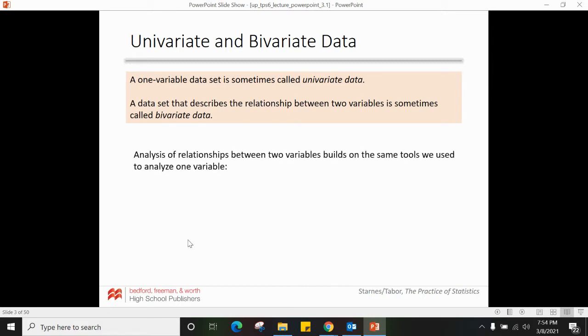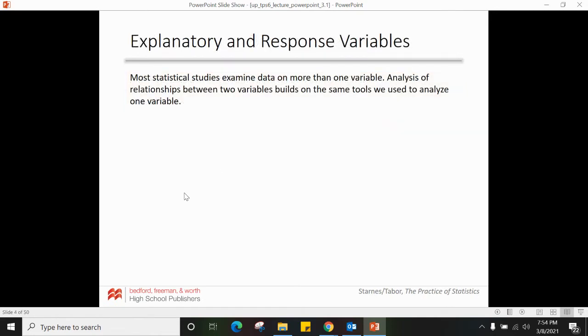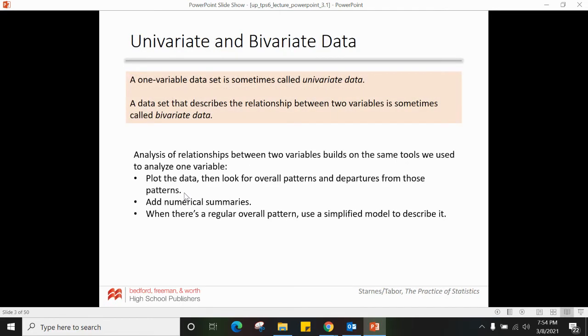Analysis of relationships between two variables builds on the same tools we use to analyze one variable. So we're going to plot the data, then look for an overall pattern. We're going to have numerical summaries. And then when there's a regular overall pattern, use a simplified model to describe it. So a lot of the things that we did in chapter 1 and 2 with one variable data, we're going to look at two variable data here.